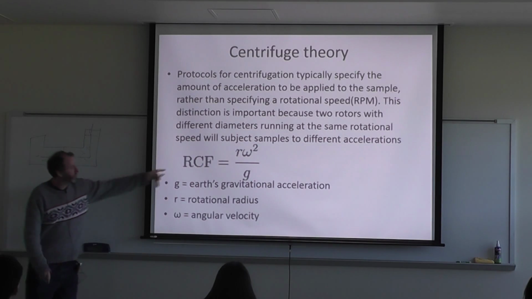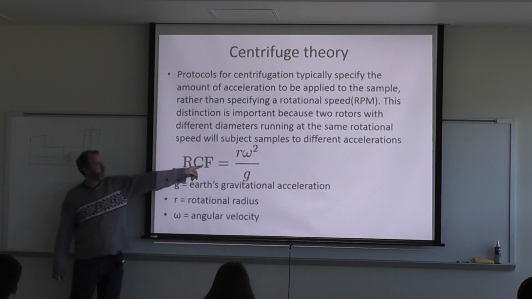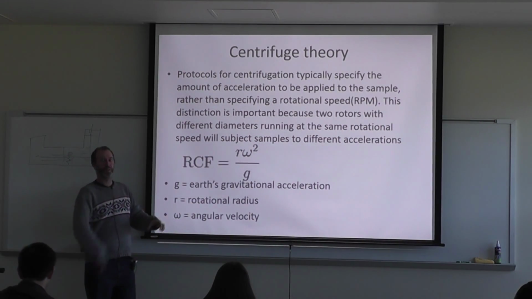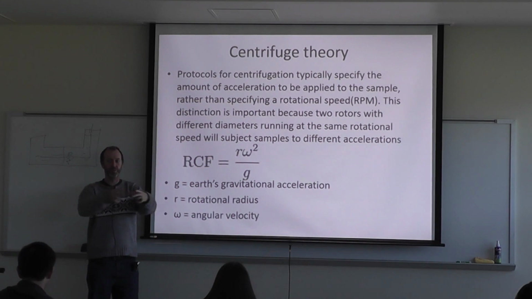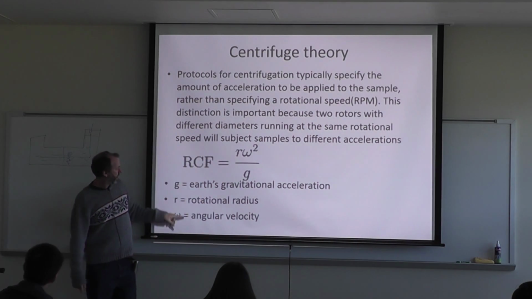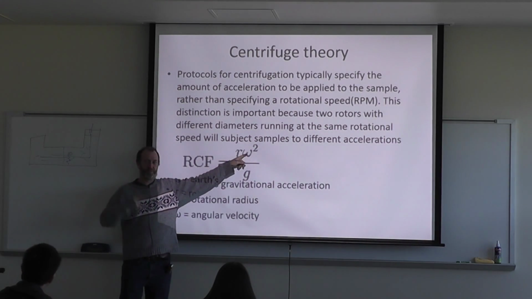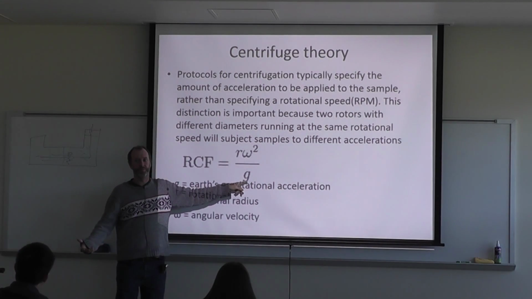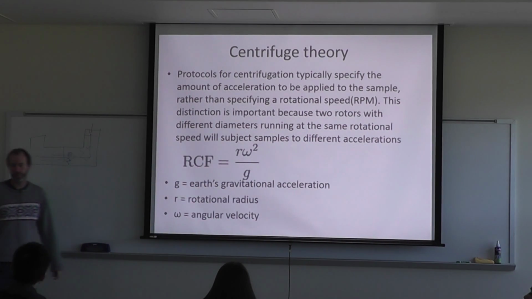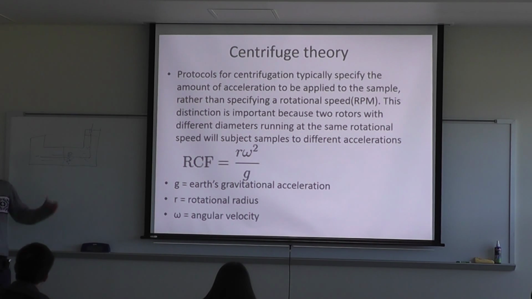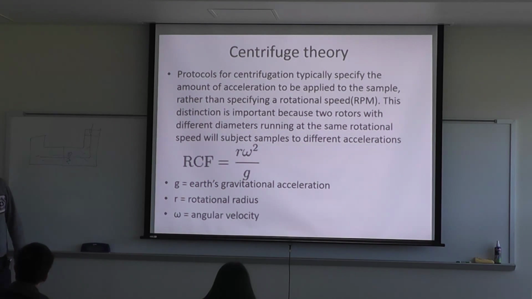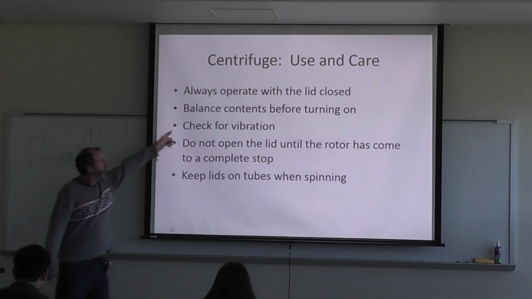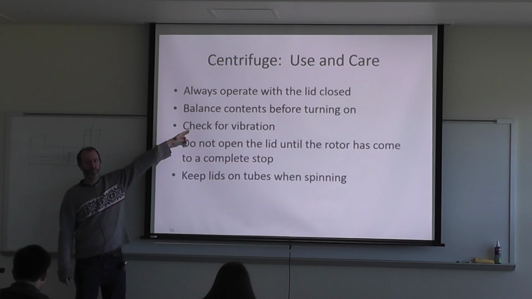And that can be calculated by this equation, right? The relative centrifugal force is equal to the rotational radius, and that's going to change based on your rotors in your centrifuge, times your angular velocity, and that has to do with your RPM, divided by the force of gravity. So it's your relative centrifugal force. So remember that. That's what units centrifuging is done in.